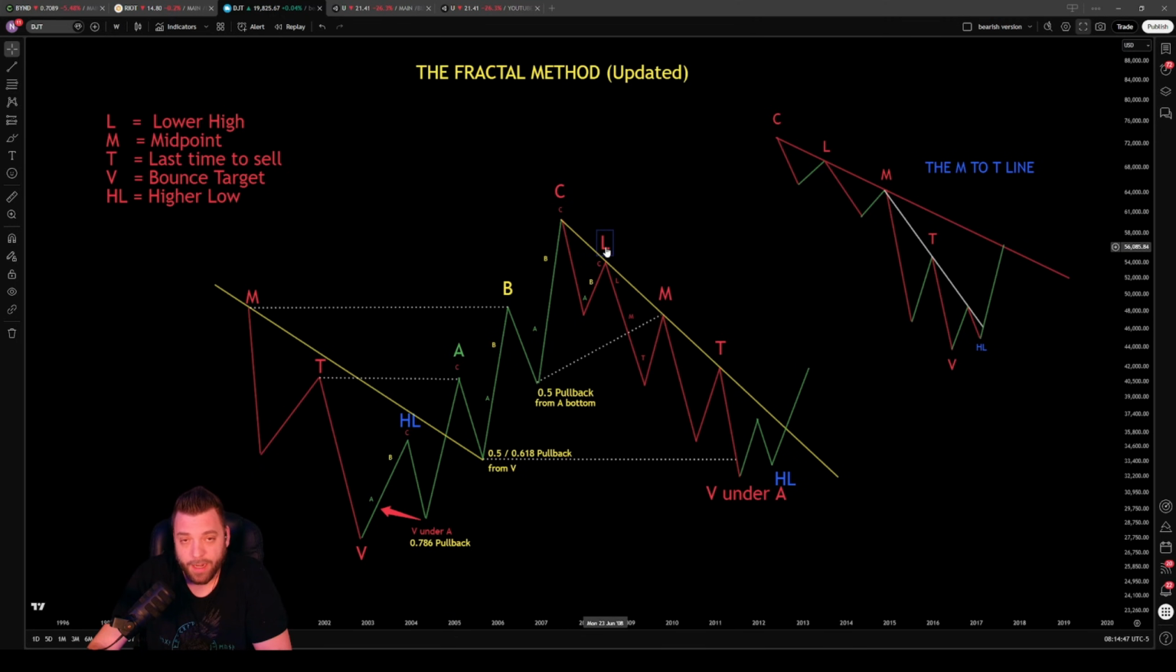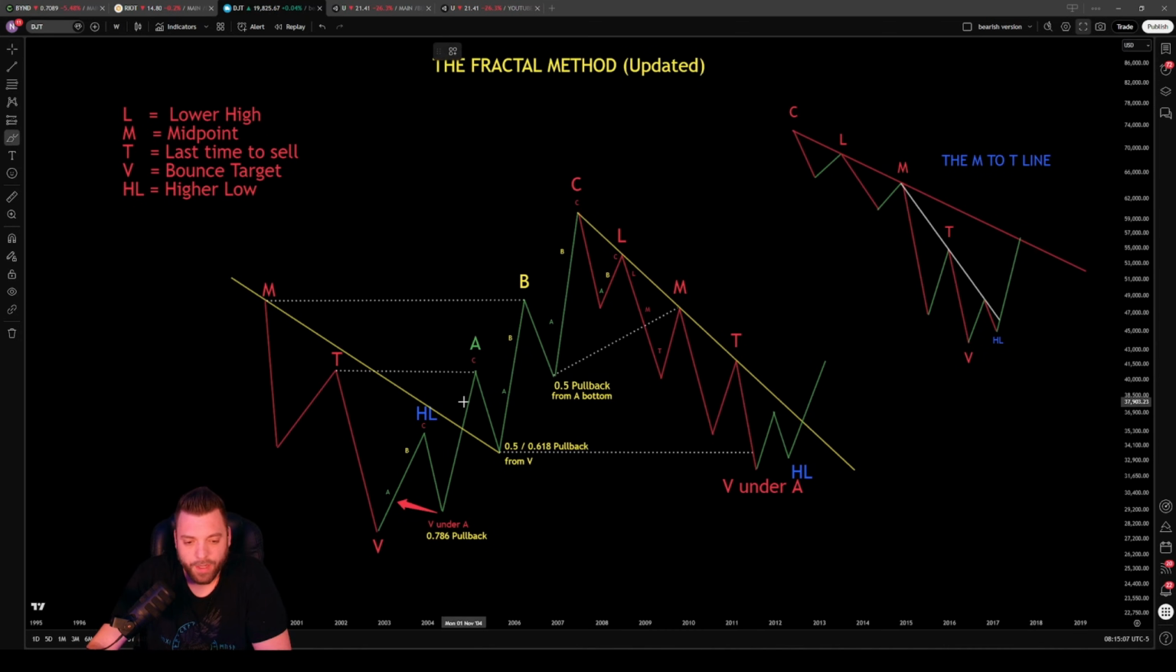Then we're doing our L, our lower high, fall under it, our M, our midpoint, fall under it to our T, which is the last time to sell before you find your V again. And then the whole thing starts over again. Now to the smaller rules.